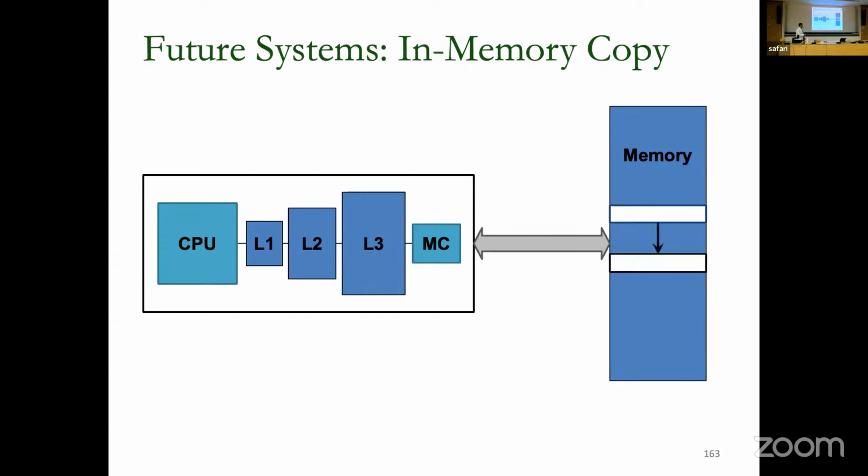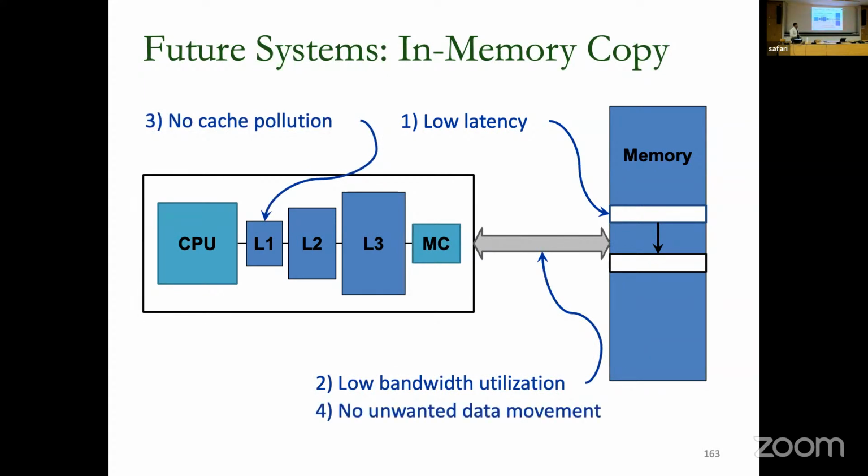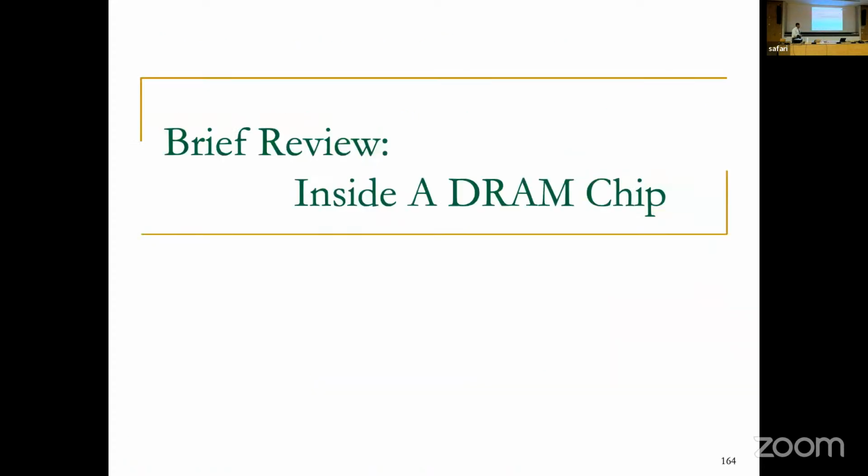Instead, we just want to tell the memory, copy location A into location B, and the CPU does not interfere at all. If you can do that, this provides you low latency and low bandwidth utilization because you don't need to go through this bus. There is no cache pollution because you're not copying any data into the cache, and there is no unwanted data movement. So you go from a baseline copy of 1,000 nanoseconds and 3.6 microjoules to 90 nanoseconds, for example, and a large reduction of energy in the system.